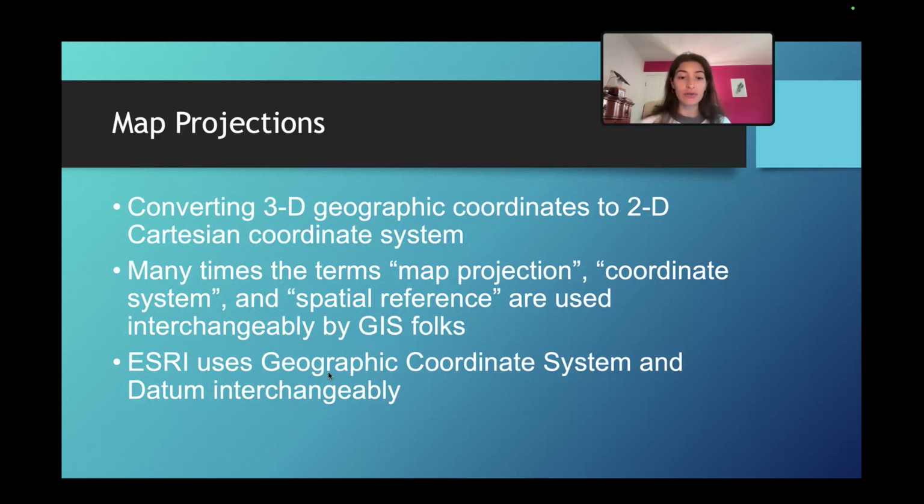Esri specifically uses the geographic coordinate system and the word datum interchangeably. So when you think of coordinates, you can think of datums when it comes to anything coming from Esri. I'm going to say that one more time. Esri specifically uses geographic coordinate system and datum interchangeably as sets of words.